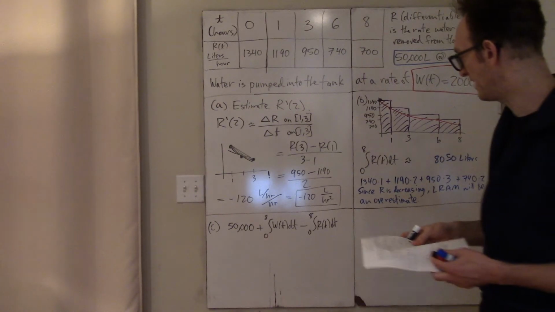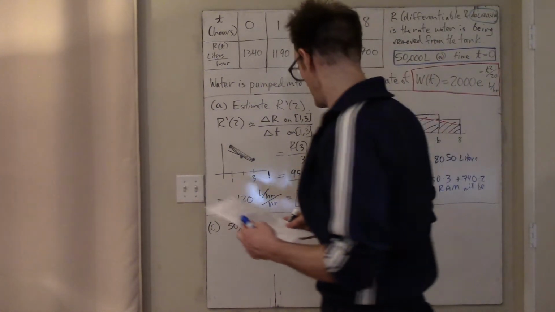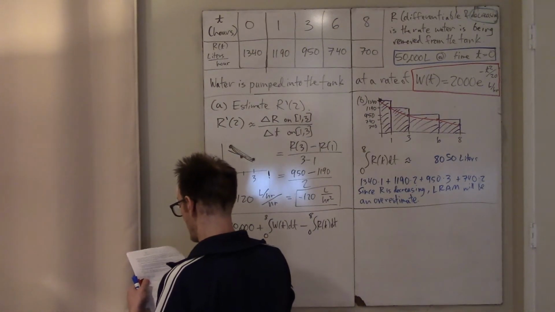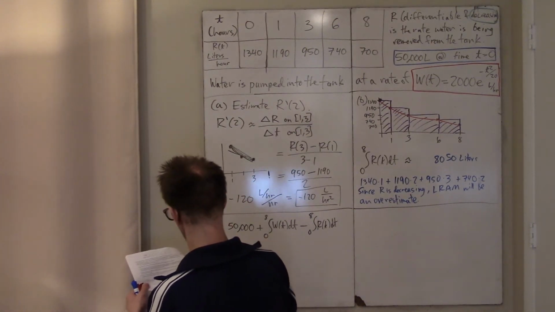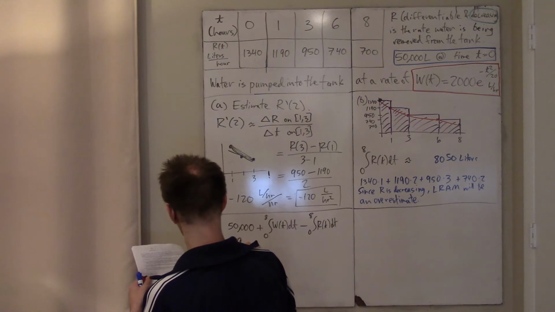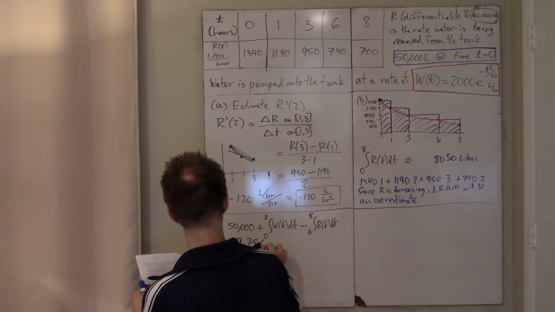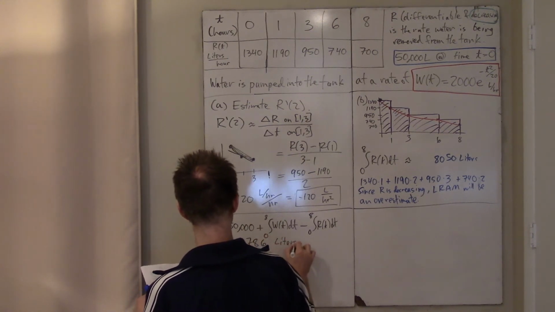Okay, and they say round to the nearest liter. So I got 49786 liters as my answer.